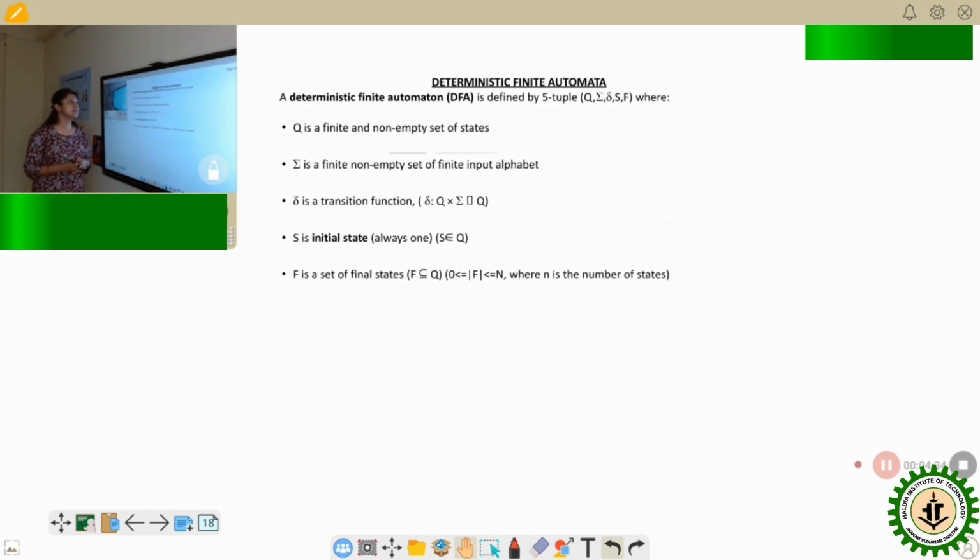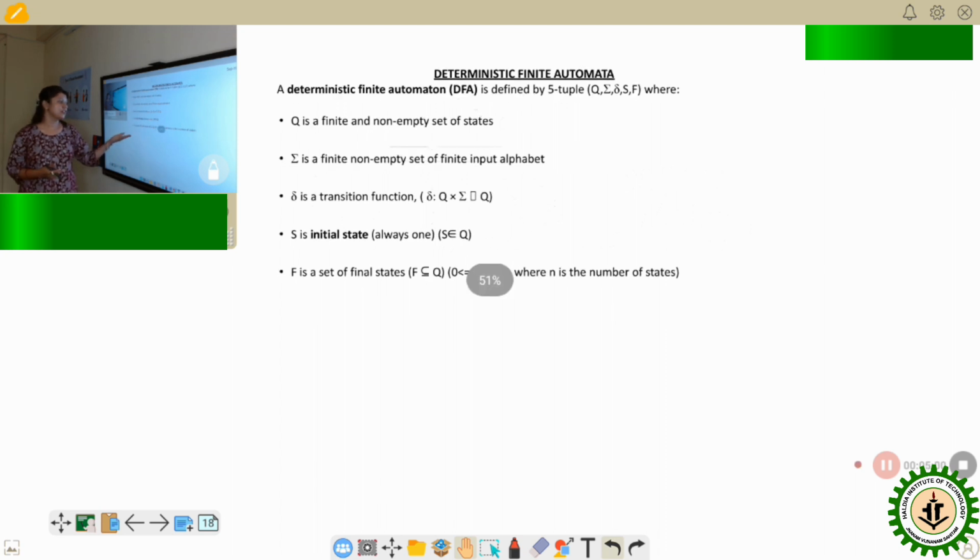Our deterministic finite automata has five components: Q, sigma, delta, S, and F. What is Q? Q means a finite non-empty set of states. Sigma means a finite non-empty set of input alphabet. Delta means the transition function, S means the initial state, also a set of initial states, and F is the set of final states, which is a subset of Q.